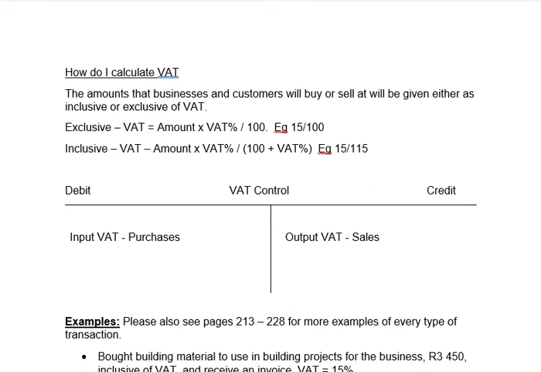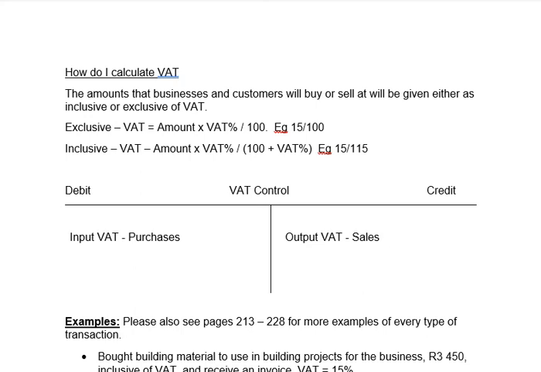That VAT then needs to be recorded in the VAT control account, the general ledger account, the T accounts that you've been doing all the time. The left-hand side we know by now is the debit side, and the right-hand side is the credit side. So that all still works the same for the VAT control account. All of the purchases that you make, the VAT included in those amounts, will go to the debit side. The debit side is the input VAT side for all of your purchases.